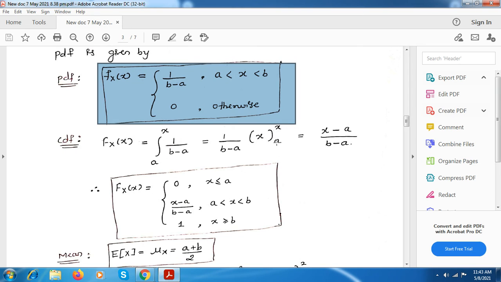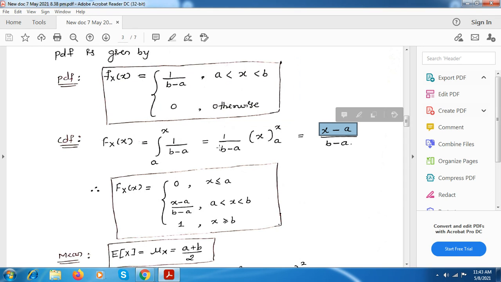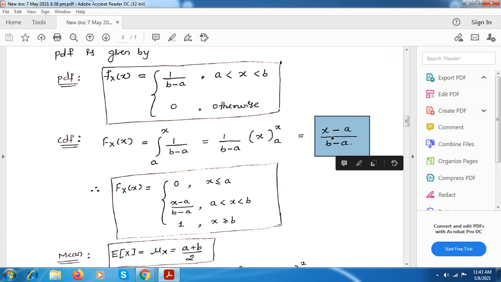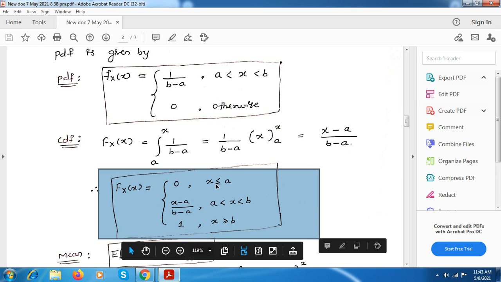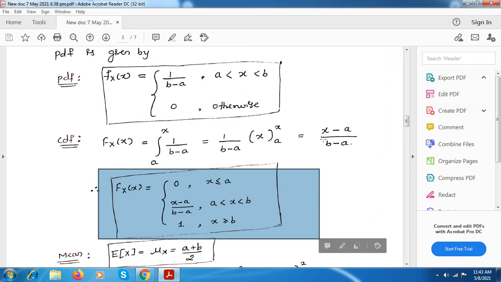Then put the upper and lower values. Here the upper limit is x, so it is kept as x, then minus the lower limit a, so here it is x minus a, divided by b minus a. So this is the F x of x, that is x minus a divided by b minus a. So here you can write it as, for the values of x less than or equal to a, it is 0. Here if you put a, it will be a minus a, that is 0, and b minus a is kept as it is. So here a minus a will be 0.